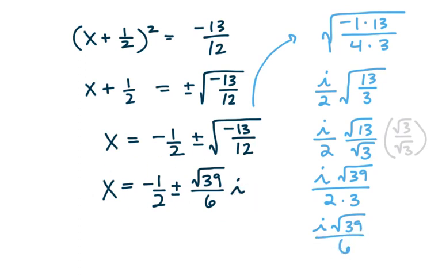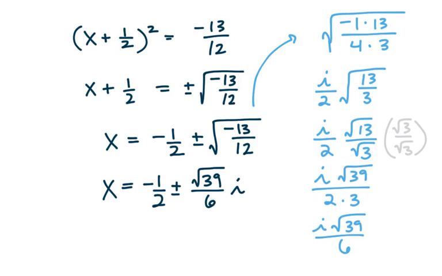So I have two complex irrational solutions. -1/2 plus or minus root 39 divided by 6 times i. And so this works just like the quadratic formula.